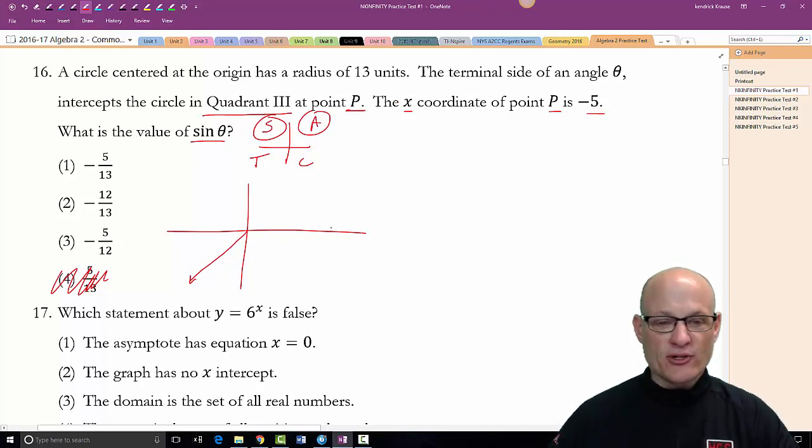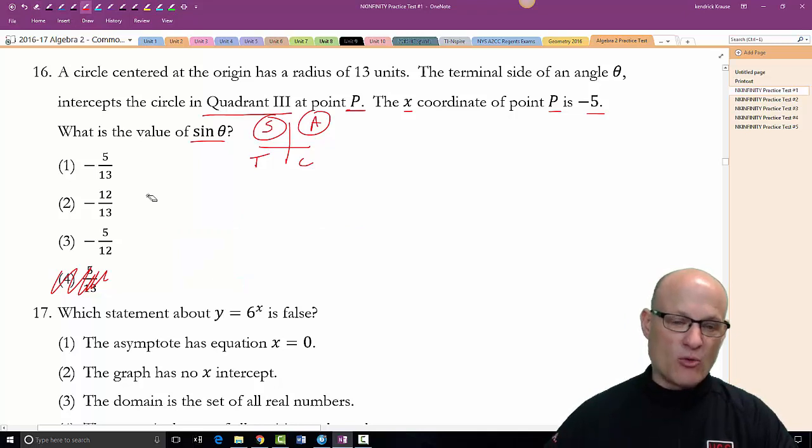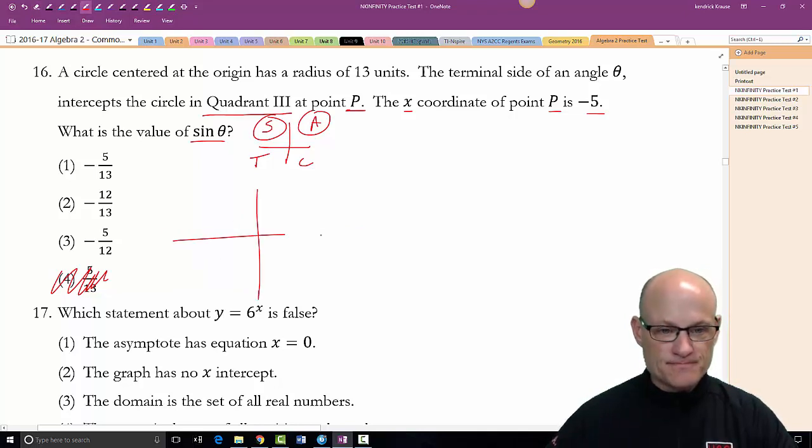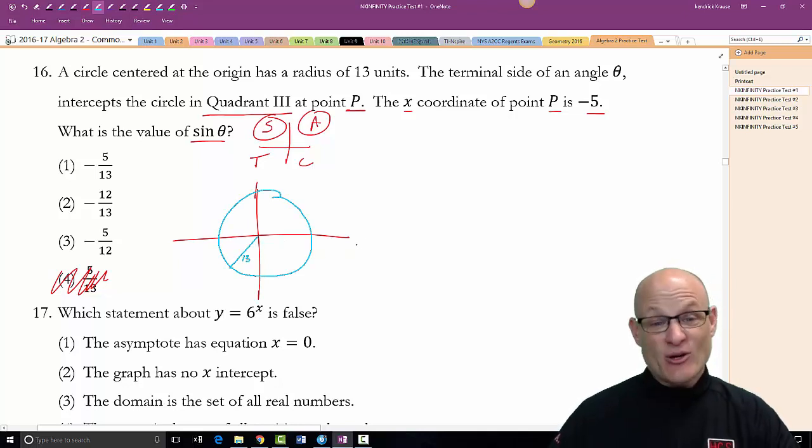My radius is 13. Maybe it would be better if I actually draw what's going on here. There's my axes. Let me change colors. There's a circle centered here. Its radius is 13. And it intercepts this arc in the third quadrant. And we've got to figure out what this angle measure is. Well, okay, if you remember correctly, anytime you're doing this, we're going to create a right triangle here.